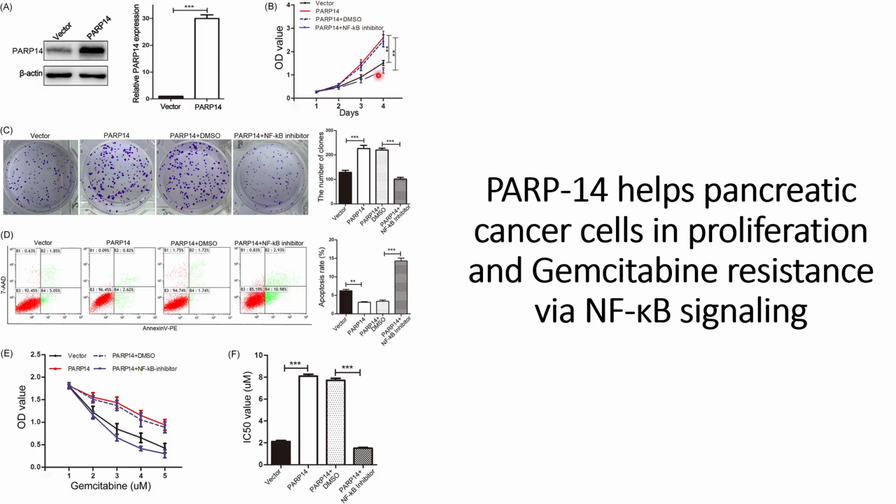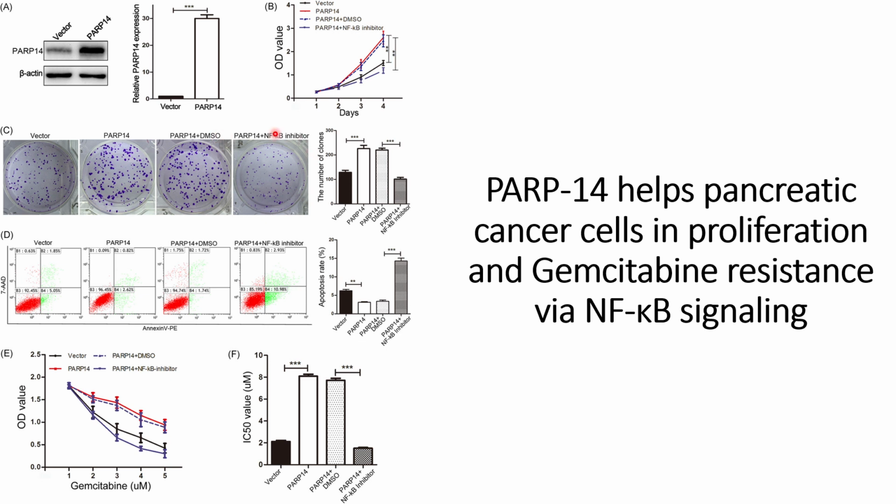So this points towards the fact that NF-kappa B might be playing a role in conjunction with PARP upregulation to give pancreatic cancer cells a high proliferation rate.